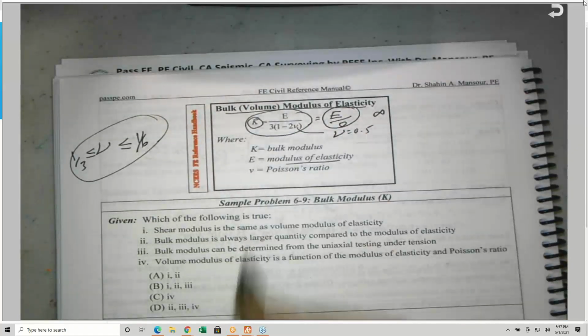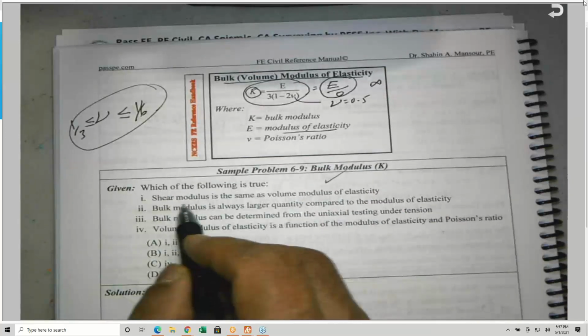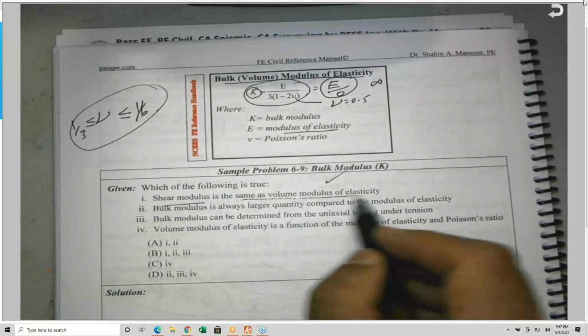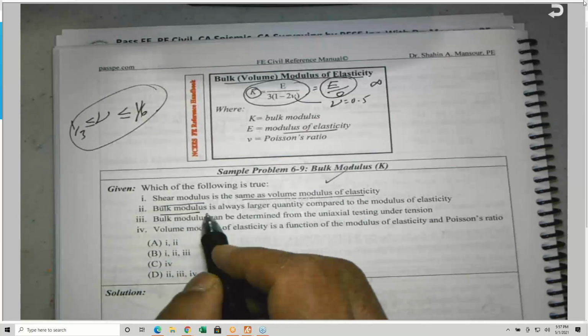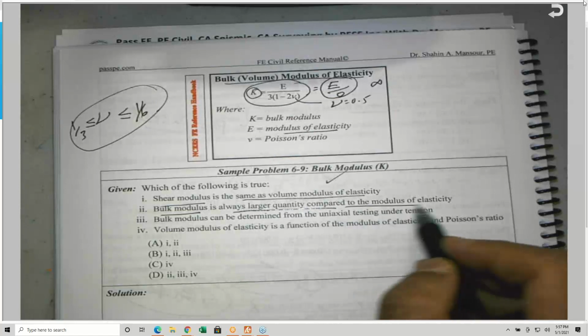This is the bulk modulus. Which of the following is true? The shear modulus is the same as the modulus of elasticity. Bulk modulus is always a larger quantity compared to the modulus of elasticity.